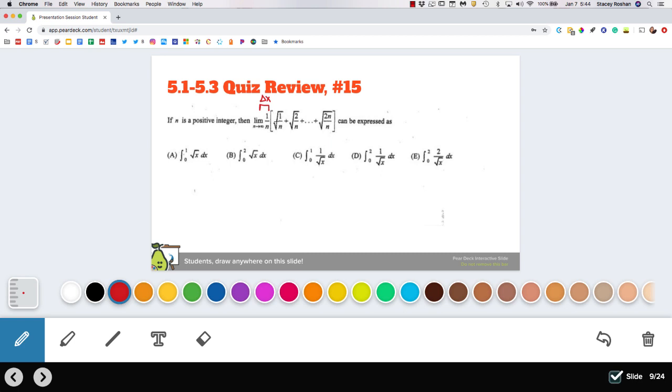My start is 0 plus 1 over n, so I'm starting at 0, and then I'm going 1 over n, 2 over n, 3 over n, and now I'm going to 2n over n, which is 2. So I'm going from 0 to 2. All right, that eliminates that one and that one. And then what am I doing at each of these? I'm just taking the square root of it. That's all I'm doing. So B would be my answer there.